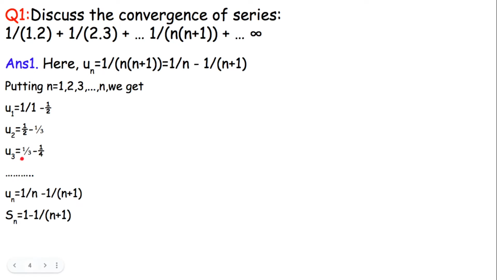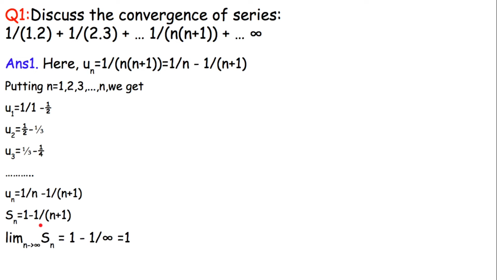As we see, this will cancel this and this will cancel this, and up to the end, the un will be cancelled out with the un minus 1 right term. So we will be left with only 1 upon 1 minus this last term, which cannot be cancelled with any of the terms. So we will be left with 1 minus 1 upon n plus 1.